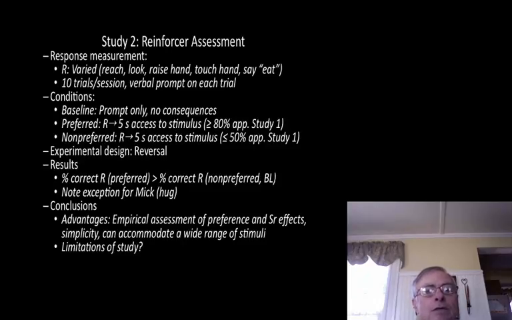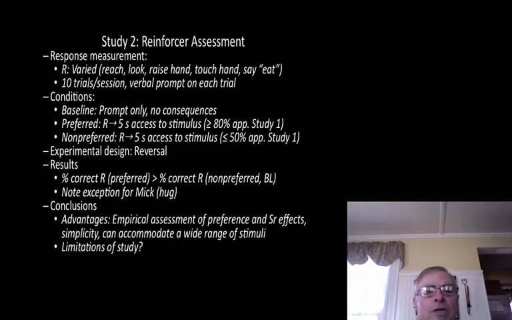The response measurement, the response was varied. They were looking for reach, look, raise hand, touch hand, and say the word eat. So they were taking objective behaviors and measuring those behaviors in relation to the stimuli. 10 trials per session, verbal prompt on each trial. So, for example, if it's say eat, they would say to the individual who is profoundly retarded, say eat. And if they did, then they would deliver the reinforcer. During baseline, there was a prompt only with no consequence.